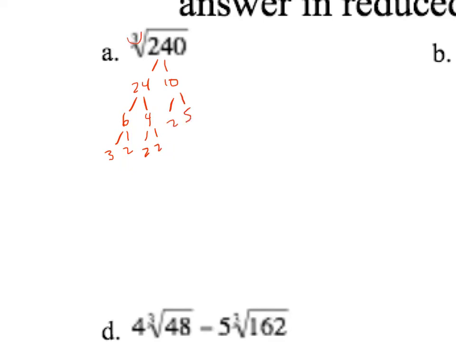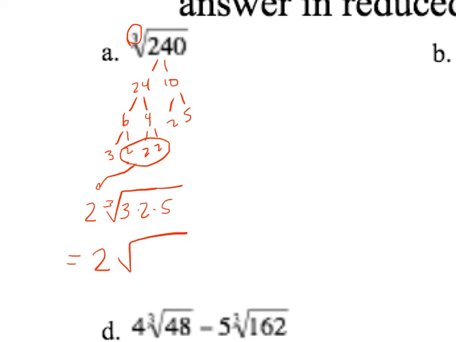And we're looking for groups of 3. So here's one group of 3. So what we have here is we're going to bring a 2 out of the cube root. And then we're going to have 3 times 2 times 5 on the inside. So our final answer is 2 cube root. And these numbers here came from these 3. 3 times 2 times 5 is 30. So that's your final answer.